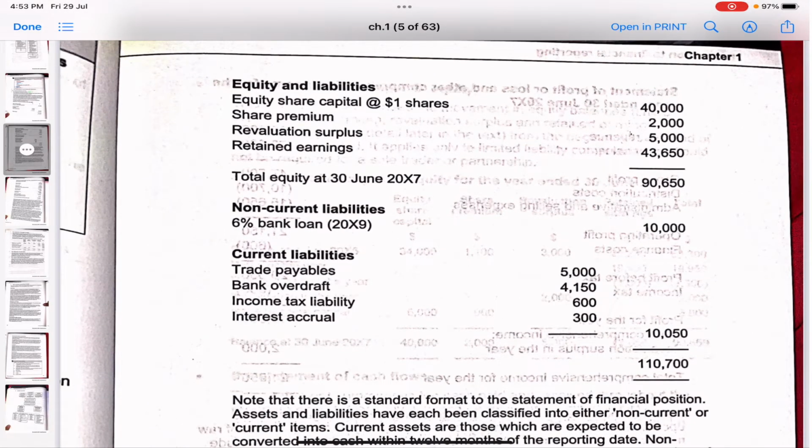We have equity share capital, share premium, revaluation, retained earnings, etc. We'll go into the detail of them later on. Right now, just see the format. Now we have non-current liabilities and we have current liabilities.